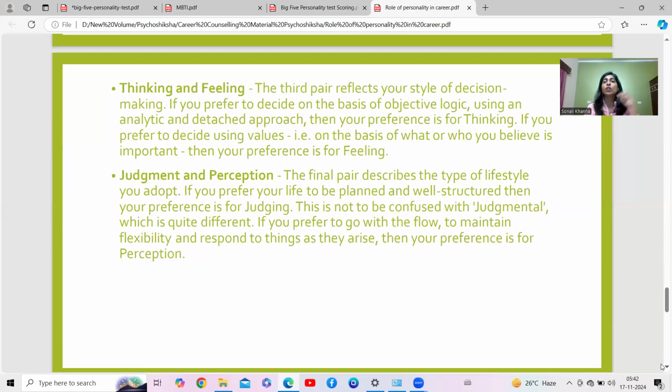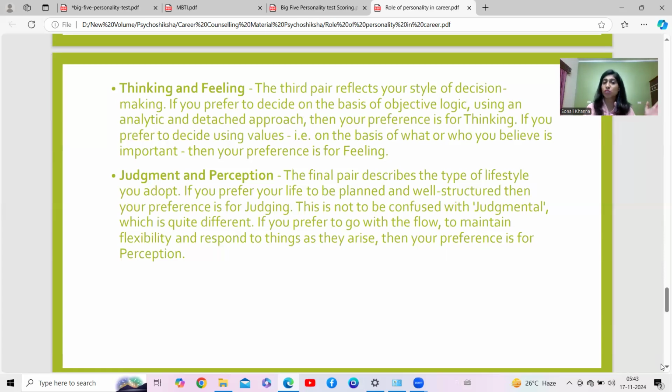Now, thinking, if you're a very objective person, very logical, very analytical, with a very detached approach, no emotions involved, then your preference for decision making is thinking. If you're somebody who has a feeling side, if you believe in emotions, you go with emotional connect, or you're like, okay, I'm more concerned how the other person is going to feel with this decision, then your preference for making a decision is feeling. Last is judgment and perception.